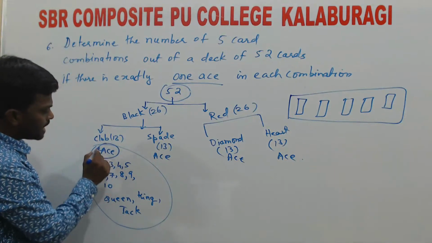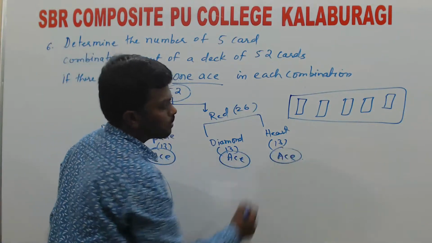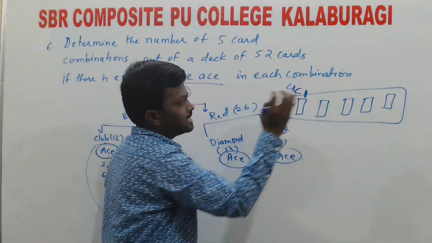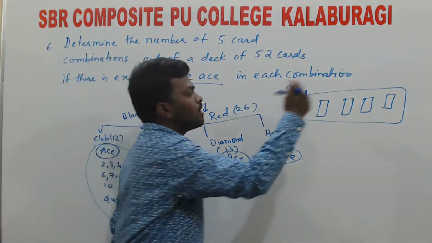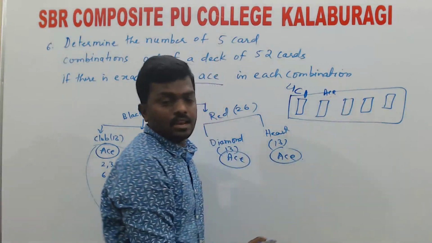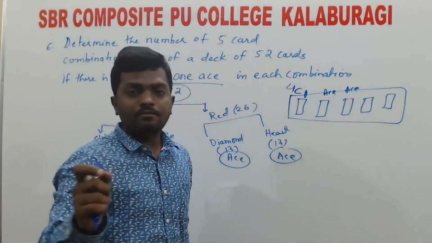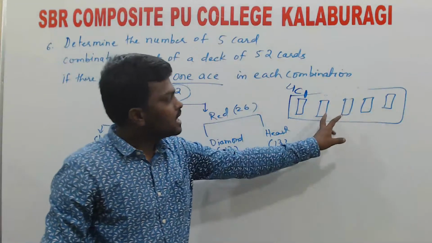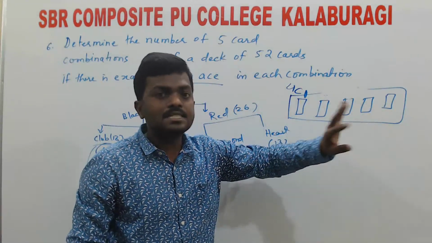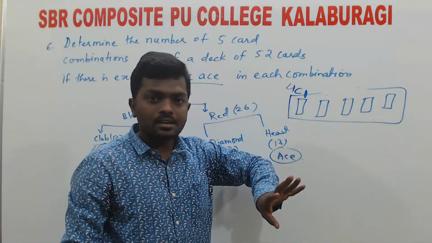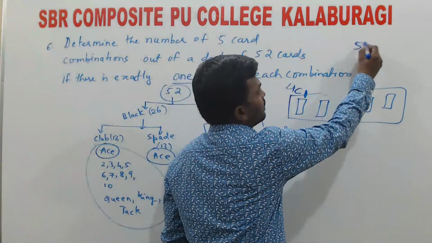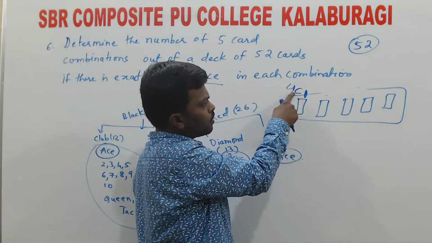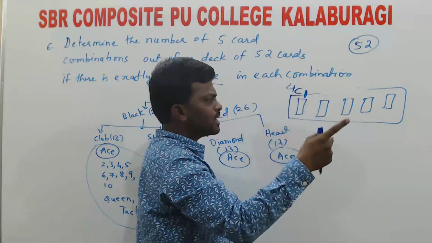How many aces are there? 1, 2, 3, 4. Is that clear? So 4 aces taken one at a time, we can use exactly once only. I cannot take an ace again. I have to use an ace only once. That means in the remaining four places I cannot take an ace, right? So all the aces, you have to take 4C1. It has to be taken at one place, any place.